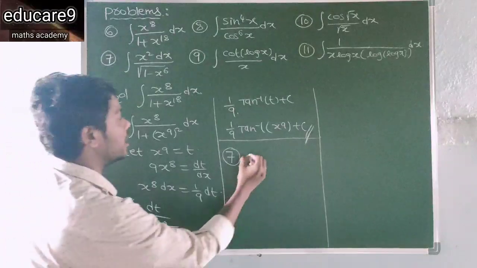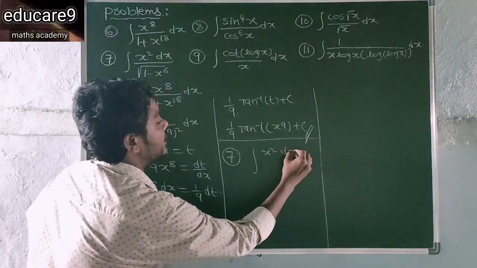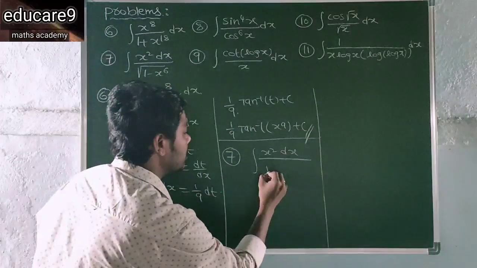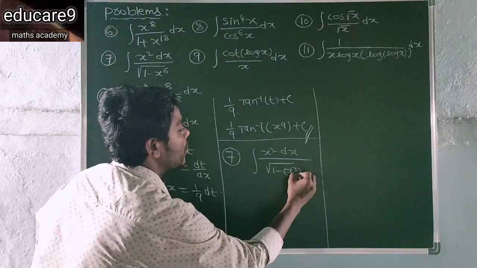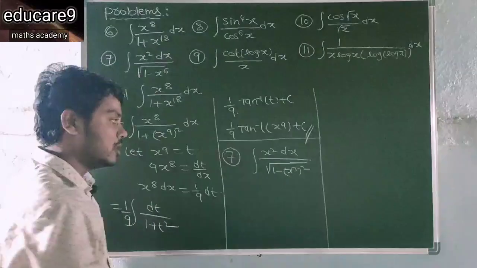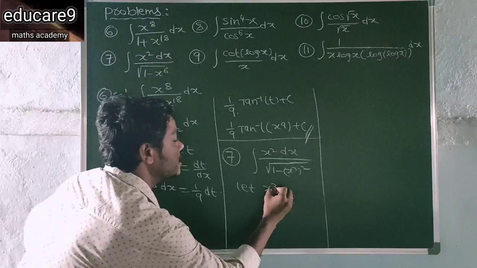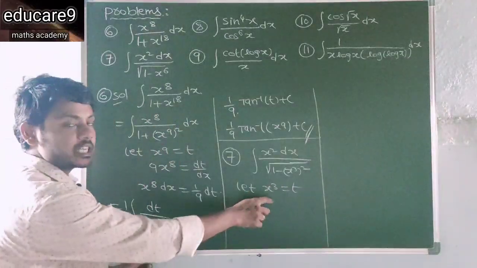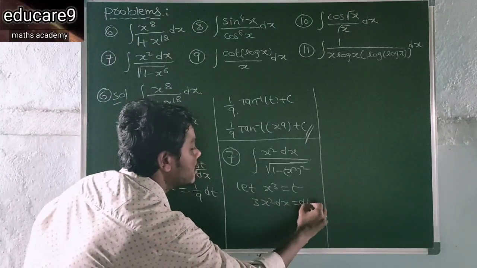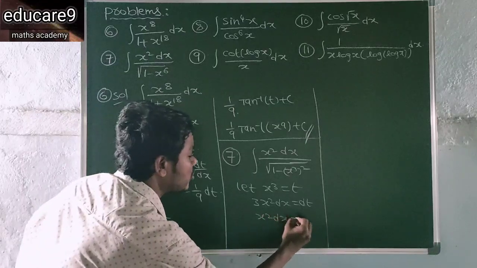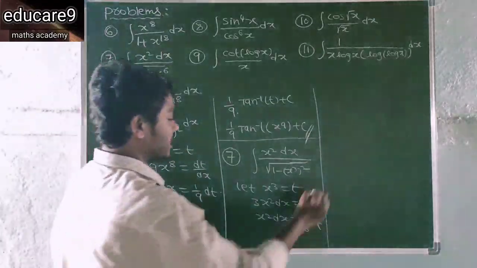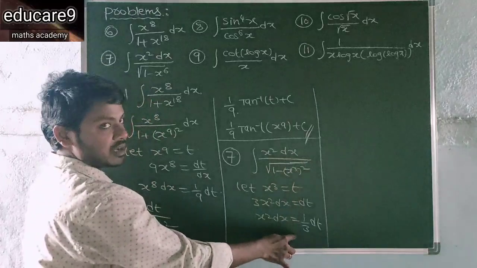See here, given integral, that is x square dx divided by, this x power 6 we write as (x cube) whole square, that is square root of 1 minus (x cube) whole square. So clearly this is the combination of x to the power of n, x to the power of n minus 1. So let x cube is equal to t. Now differentiate with respect to x on both sides. This is 3x square dx is equal to dt. Now x square dx is equal to what? 1 by 3 dt.